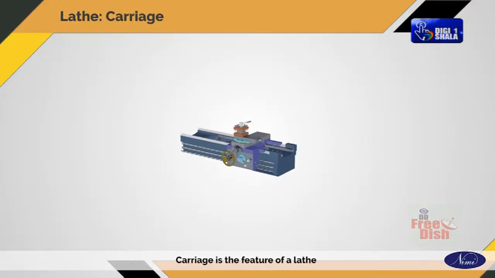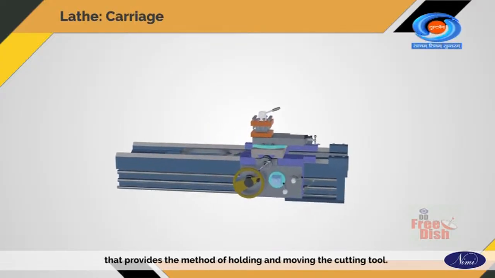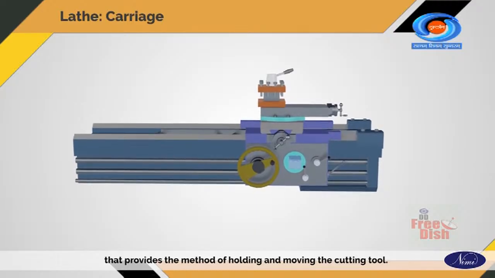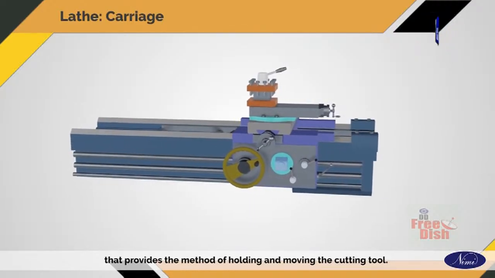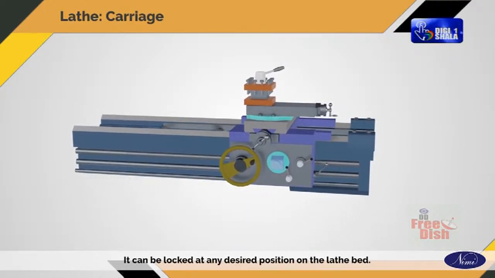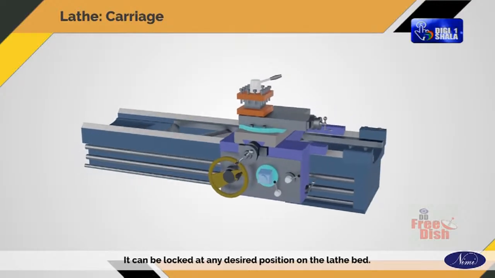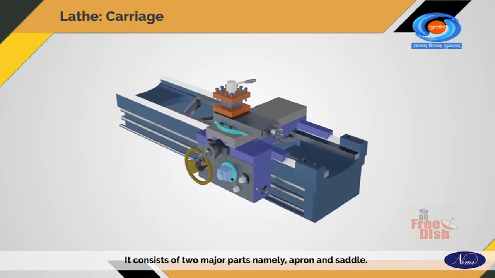Carriage. Carriage is the feature of a lathe that provides the method of holding and moving the cutting tool. It can be locked at any desired position on the lathe bed. It consists of two major parts, namely apron and saddle.